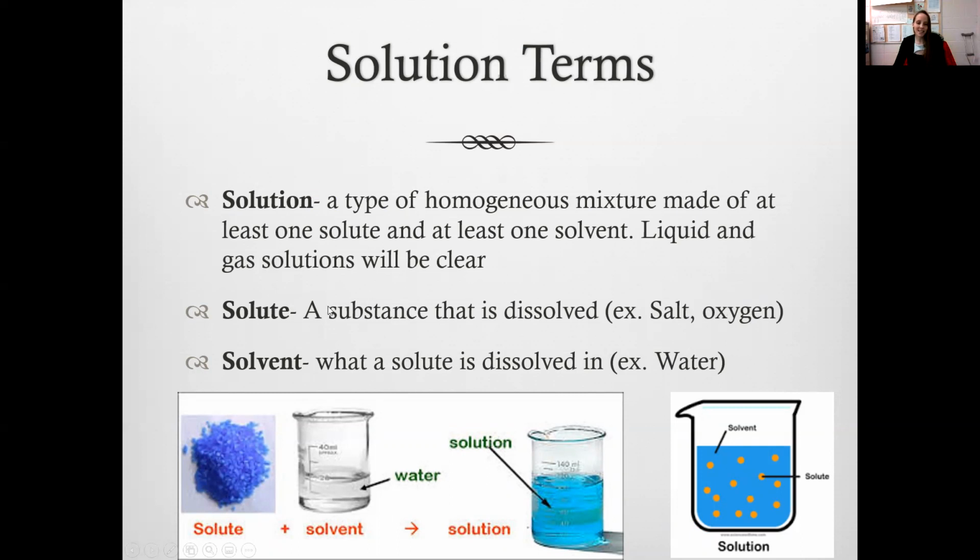And then the solvent is the thing that the solute is dissolved in. So for example, the water itself. So if we take the solute, the stuff that's being dissolved, plus the solvent, which is the stuff doing the dissolving, and mix it all together, we end up with our solution.